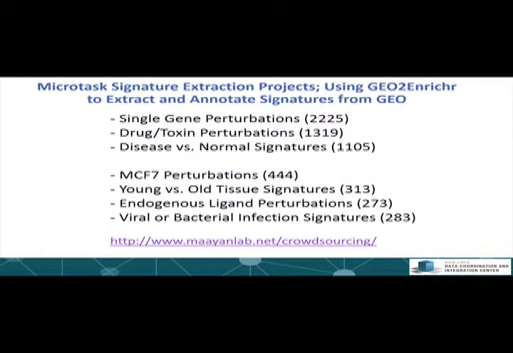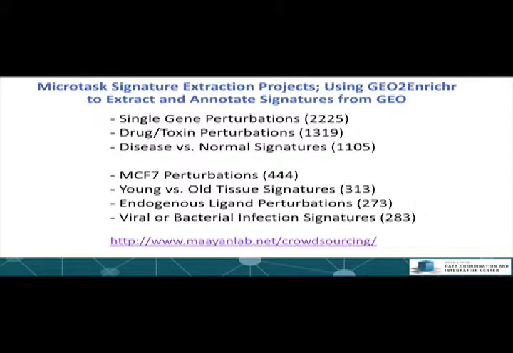For this course, we added 4 new microtasks. And one of them is perturbations of MCF7 cells, which are breast cancer cell lines, comparing young versus old tissues, looking at endogenous ligand perturbations, and looking at signatures where viruses, bacteria, or other microbes were challenging human or mouse cells, and measuring expression before and after.